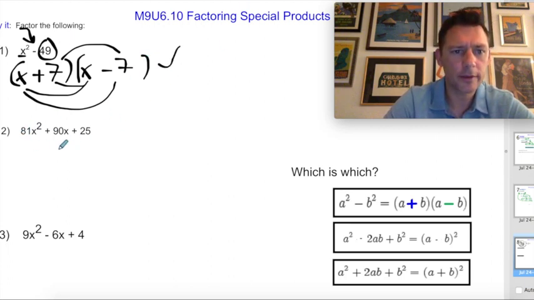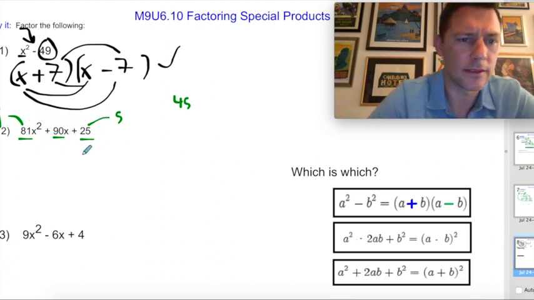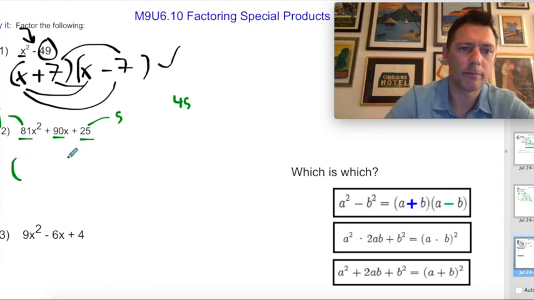This is the same sort of thing. This is a perfect square and a perfect square. And if we think about the root of this, that's 9. The root of this is 5. And if you multiply those together, you get 45. Doubling that, you get 90. So this is the perfect square of a binomial. So this would turn into 9x and 9x and 5 and 5.